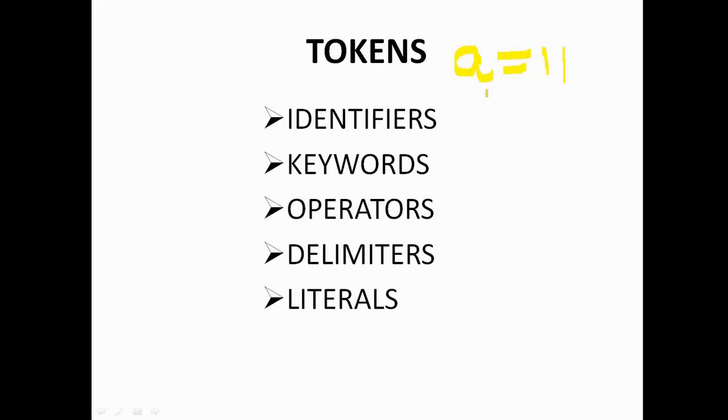Python breaks each logical line, the statement, into a sequence of elementary lexical components. I can break this into each and every element separately. A equal to 11. A is nothing but a variable, an identifier. Equal to is an operator. 11 is a constant, a literal. So you can understand what a token is.